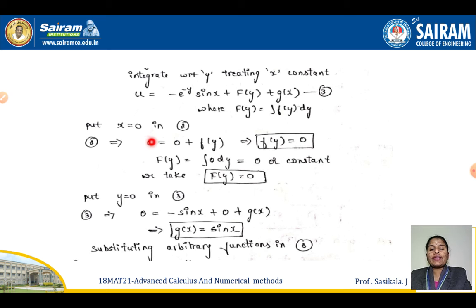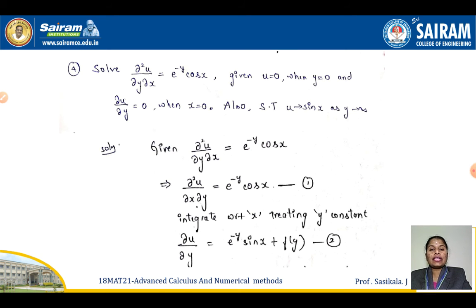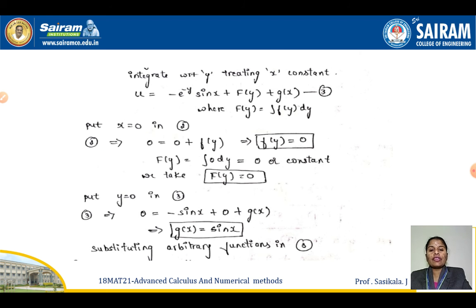Now put x equal to 0 in equation number 2. So what will happen? Initial conditions, right? Replace the initial conditions. In equation number 2, when x is equal to 0, dou u by dou y will be 0. So 0 is equal to sin 0, which is 0, so f of y completely goes to 0. If small f of y is 0, capital F of y also will go to 0.